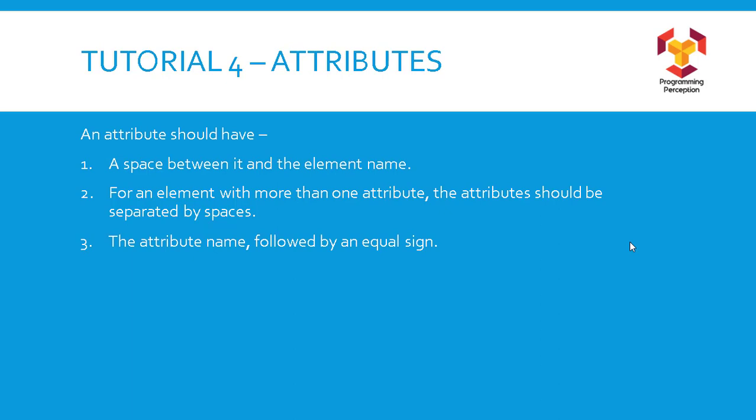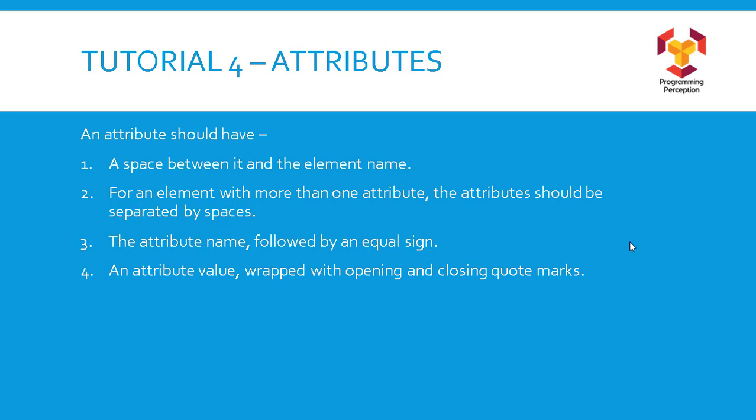The attribute name is followed by an equal sign. So there should be an equal to sign after writing down the name of the attribute. An attribute value is wrapped with opening and closing quote marks. After writing down the name of the attribute, you will write down the value of the attribute. And that value should be written inside double quotes or single quotes. It depends.